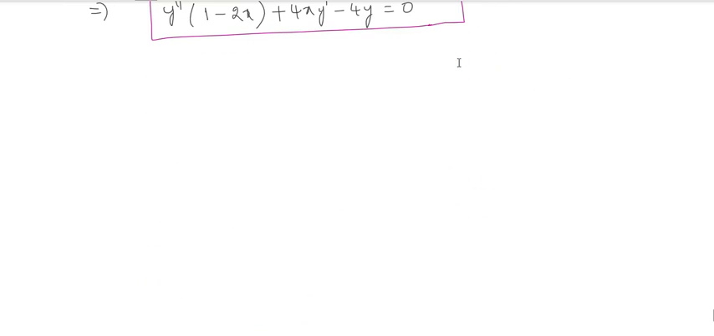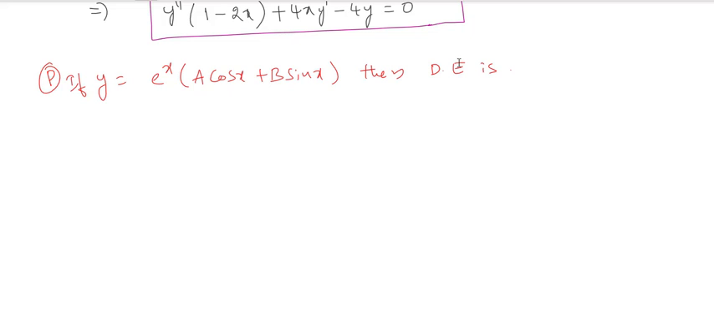See here. If y is equivalent to e to the power of x into a cos x plus b sin x, then find the differential equation. They will ask you this. Actually, if I take this as a into e to the power of x cos x, I can write it as plus b into e to the power of x sin x.